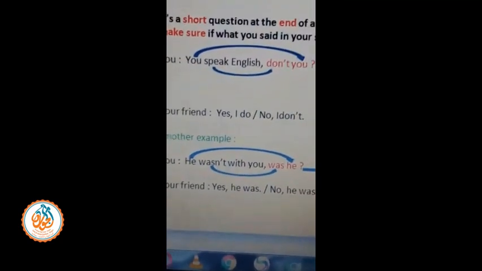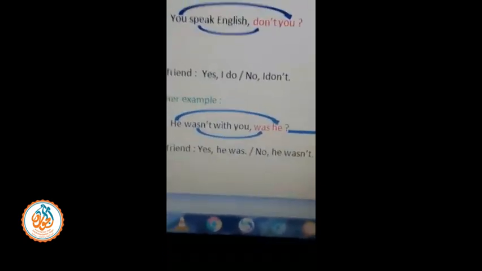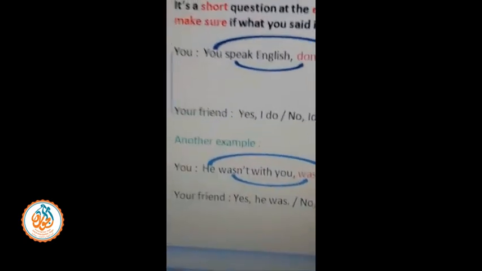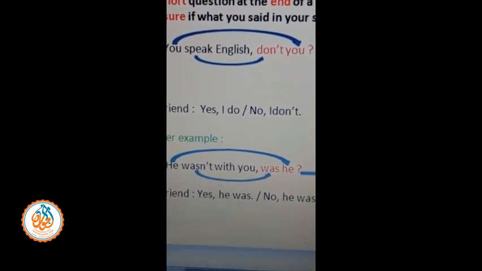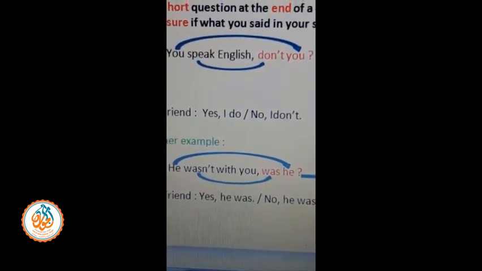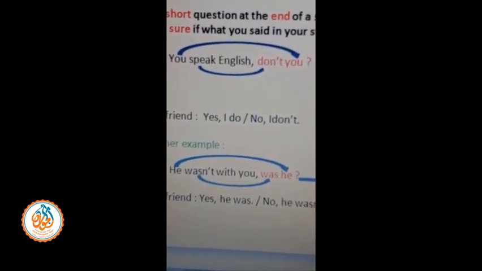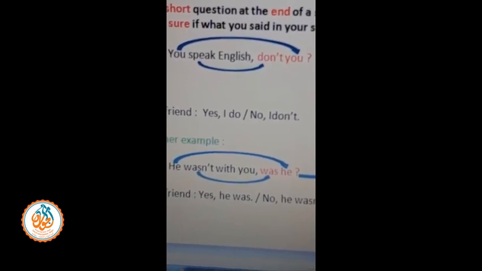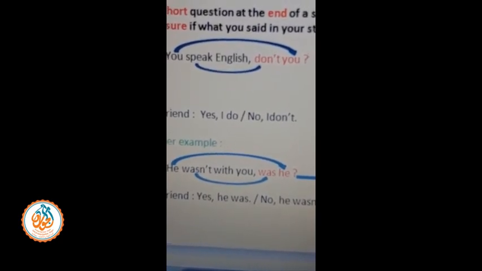Your friend can say yes, I do, means yes, I speak English, or he can say no, I don't speak English. When you say you speak English, don't you? You use a short question, as you see at the end, and this question you use it to make sure. You say you speak English, it's a statement, then you say don't you? This means is what I say right or not? So you want your friend to tell you if what you say is right or not right.